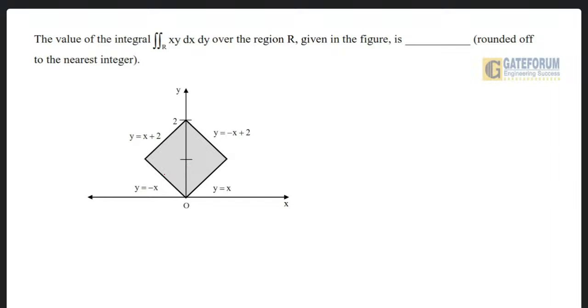If I take a horizontal strip at any location here, this is the lower limit, sorry, left side: x is equal to minus y is the lower limit, x is equal to y is the upper limit. If I take here, x is equal to y minus 2 is the lower limit, x is equal to y plus 2, 2 minus y, is the upper limit. So limits change if I take different locations of the horizontal strip.